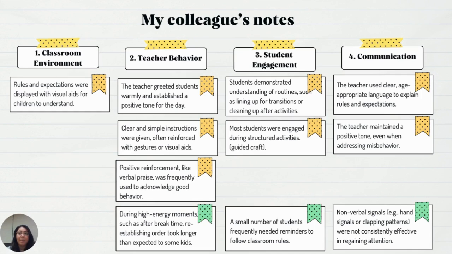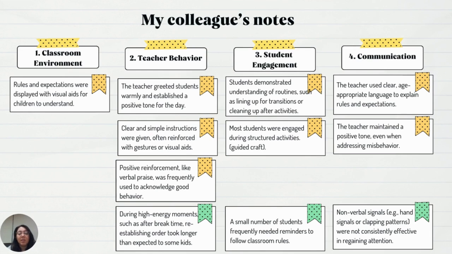After I performed the observation, my colleague observed my class, and here are her notes. Regarding the classroom environment, all the visual aid was present. Teacher behavior: the teacher was warm, the instructions were clear, there was reinforcement given with gestures and visual aids. There was positive reinforcement like verbal praising. During high energy moments, such as after break time, reestablishing order took longer than expected for some kids.